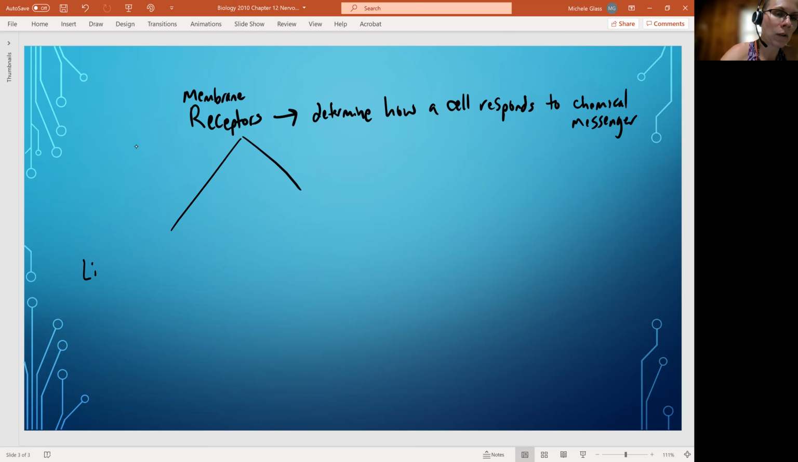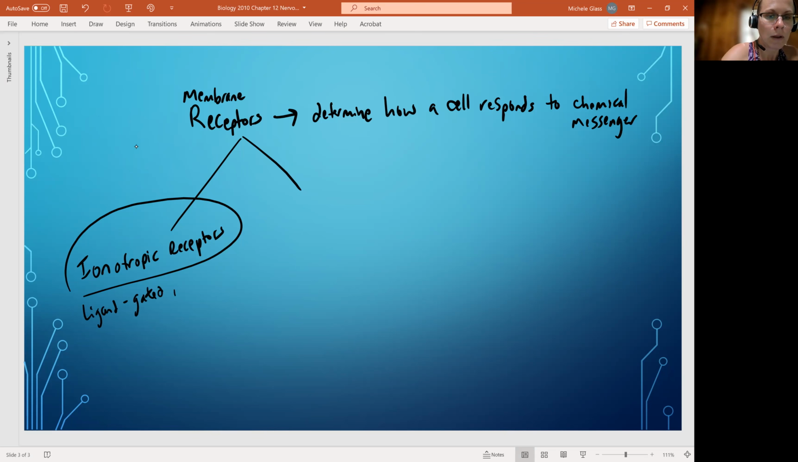So we have what's called the ionotropic receptors. So these are ligand gated ion channels. These are going to depolarize. This is like either the nicotinic receptor or what we have always been calling the voltage gated, the chemically gated sodium channel.